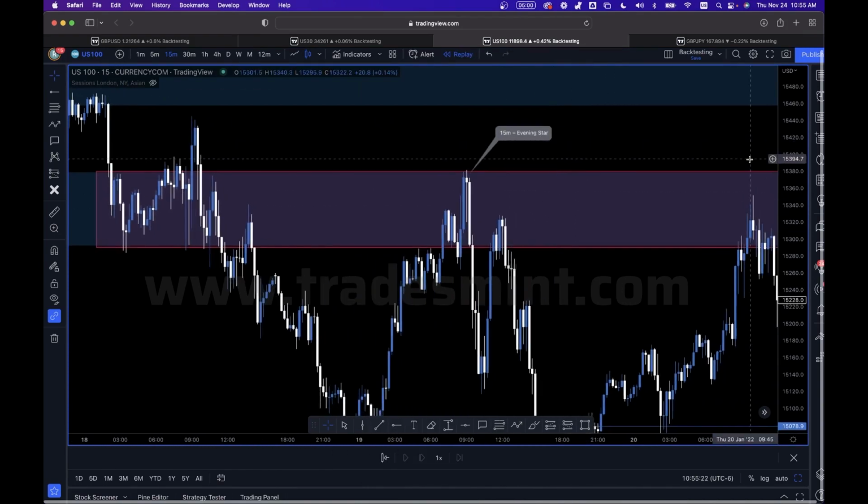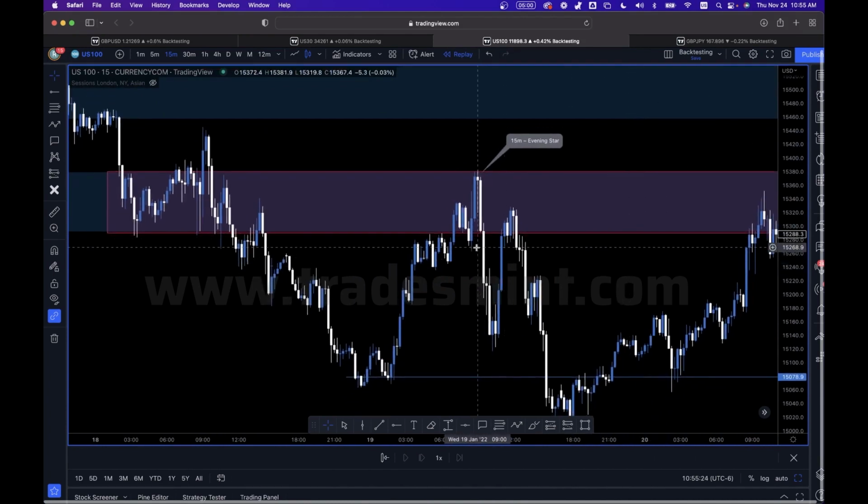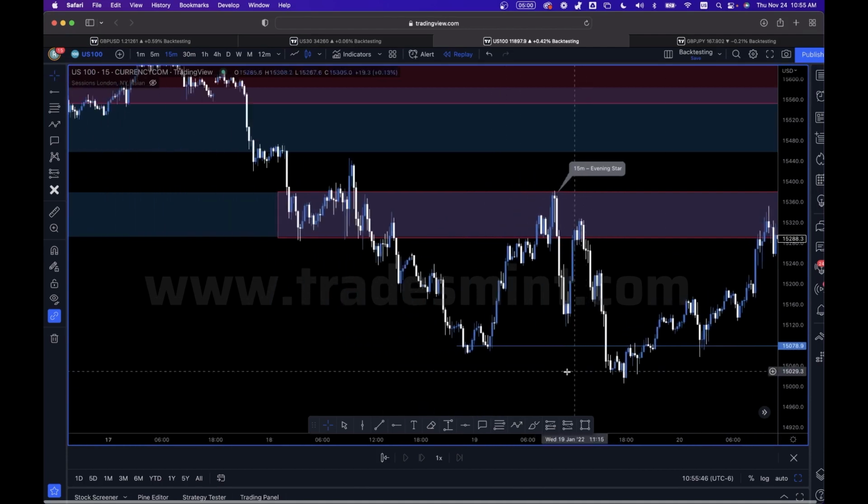Massive evening star. Remember, let's talk about the psychology of the evening star. Demand was here. Demand was strong here, but failed. There's some supply that's blocking it. And then aggressive sellers come and they clear out all that demand. So the aggressive sellers came inside of our supply zone where the institutions trade from.